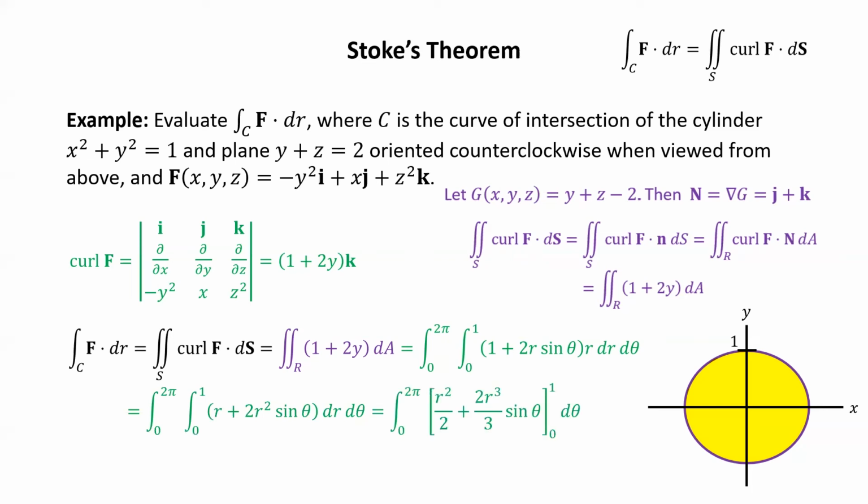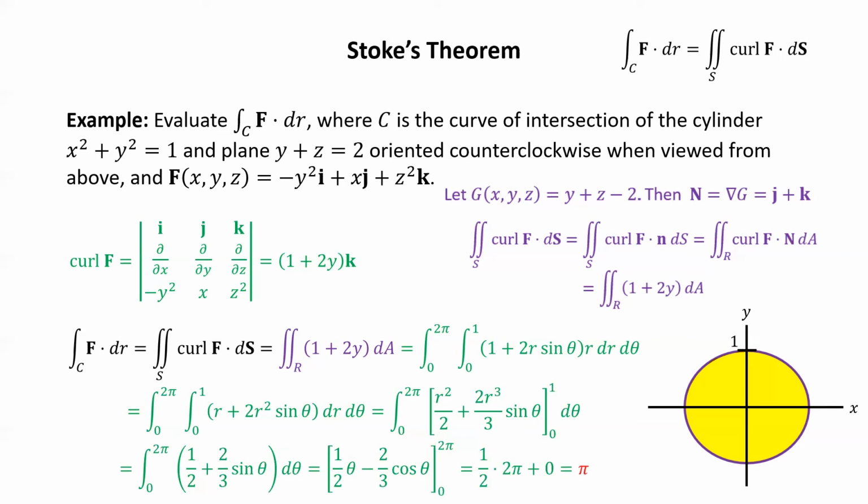Doing the inner integral, we get r squared over 2 plus 2r cubed over 3 sine theta from 0 to 1. Plugging in the 1 gives us 1/2 plus 2/3 sine theta. Plugging in the 0 just gives 0. Integrating with respect to theta, we now have 1/2 theta minus 2/3 cosine theta from 0 to 2 pi. So we just get 1/2 times 2 pi plus 0, because the cosine of 2 pi and the cosine of 0 are the same. So the final answer is pi.